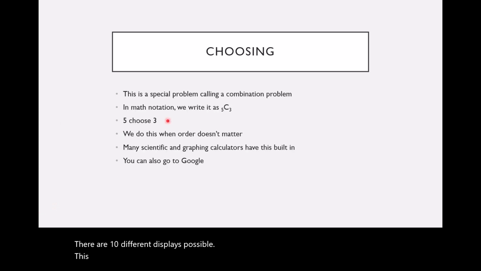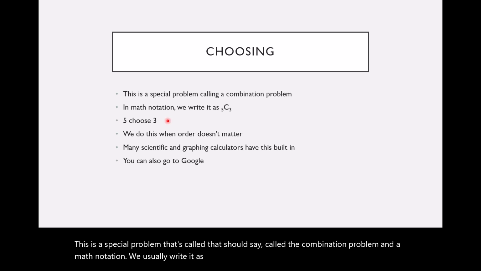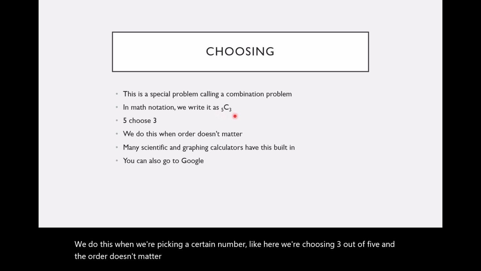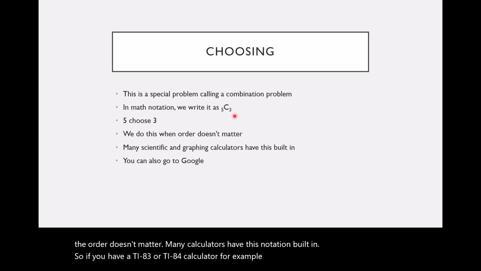This is a special problem that's called the combination problem. And in math notation, we usually write it as a big capital C with 5 as a subscript and 3 as a subscript. And we read this as 5 choose 3. We do this when we're picking a certain number, like here we're choosing 3 out of 5, and the order doesn't matter. Many calculators have this notation built in. So if you have a TI-83 or a TI-84 calculator, for example, it has that built in.